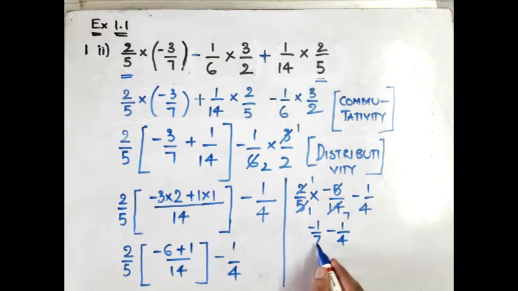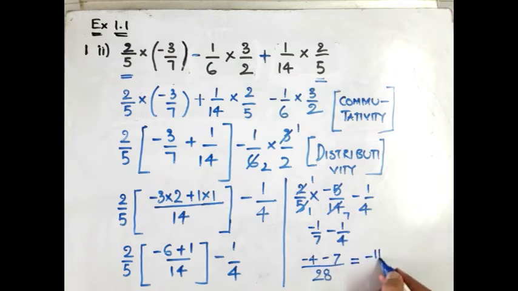For the LCM of 7 and 4, it's 28. Okay, just like this. Minus 7, how many times is 28? 4 times. So minus 4. Minus 4, how many times is 28? 7 times. 7 into 1, 7. So we'll get minus 4 minus 7, minus 11 by 28.